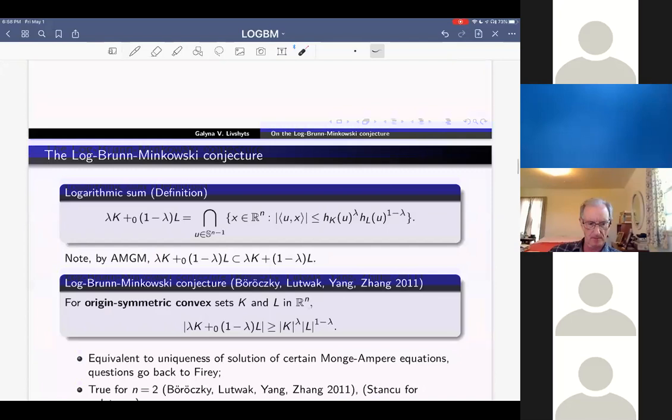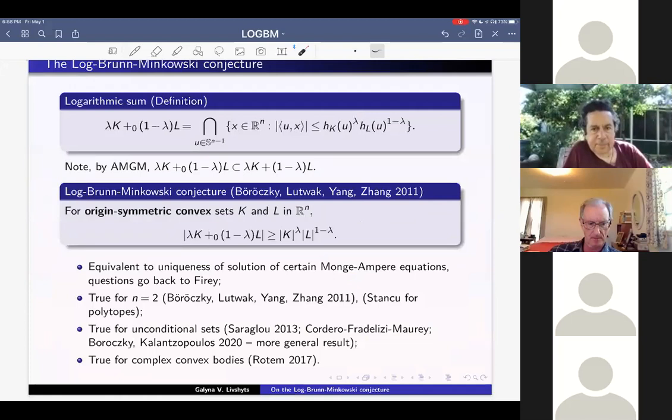It's interesting that it's equivalent to uniqueness of solutions of some Monge-Ampère equations with its equality cases. Those questions go back actually to the 80s rather than 2011. It turns out that it's been studied a lot in the theory of geometric flows. The conjecture is true in dimension two, as was shown by Boroczky, Lutwak, Yang and Zhang.